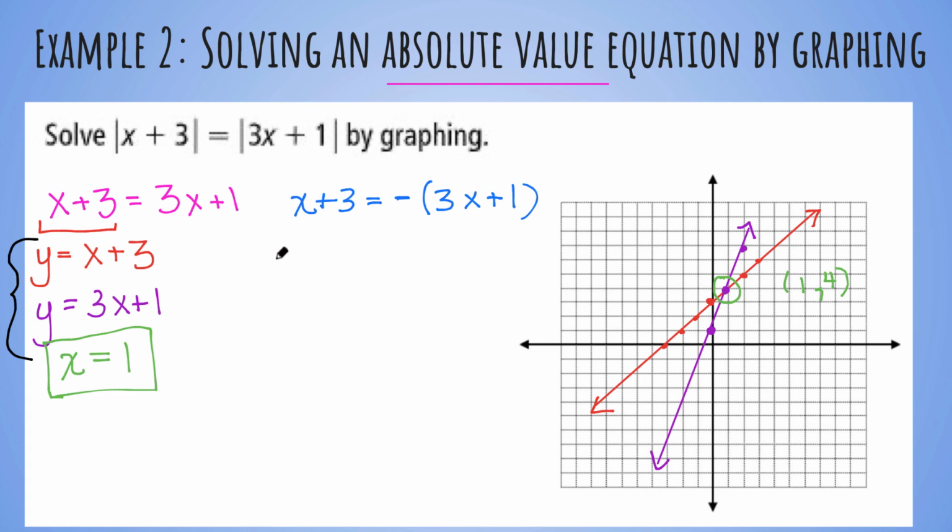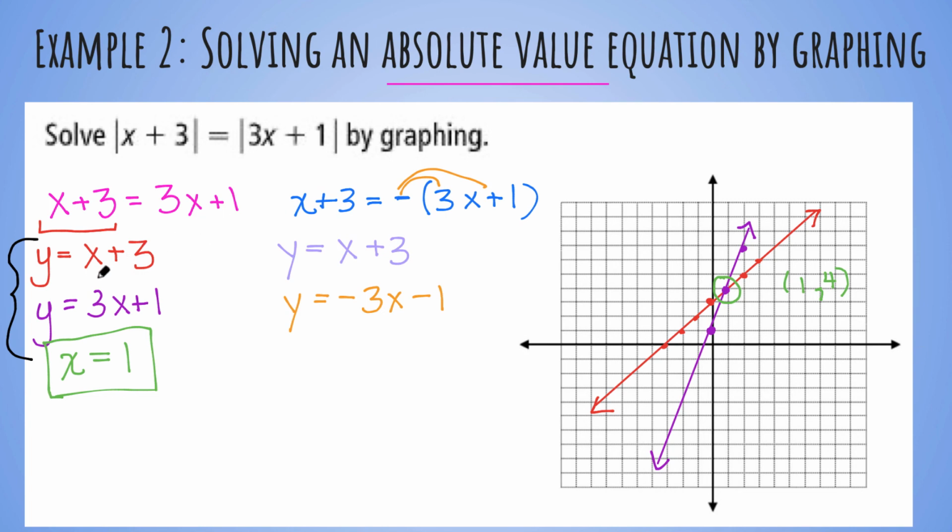We're going to look at the left side, so we're going to set our left side equal to y. So we have y equals x plus 3. And then the right side, we're going to set this as y equals, and before I rewrite this, I'm just going to distribute the negative. So this is a negative 3x minus 1. So let me graph the first equation.